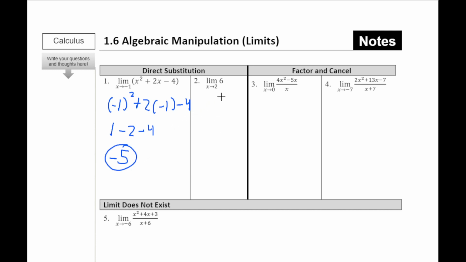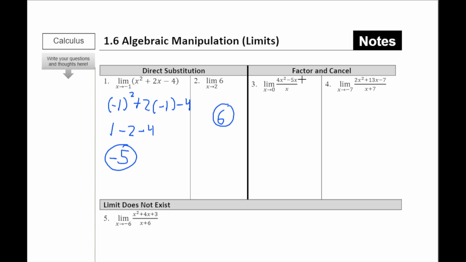Question 2. Limit as x approaches 2 of 6. Well, there's nothing to plug in. It's just a 6, right? So the answer is just 6. You can think about this as the limit as x approaches 2 of 6 plus 0x. So if you did 6 plus 0 times 2, you get 6. There's just no x, so you don't need to plug anything in.